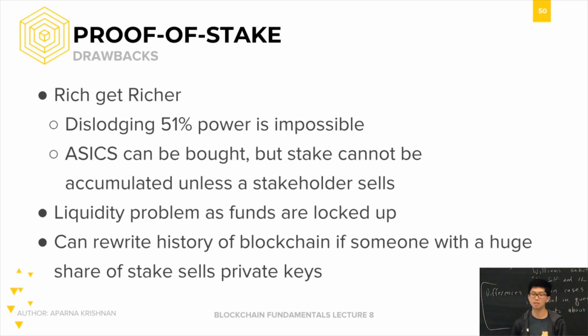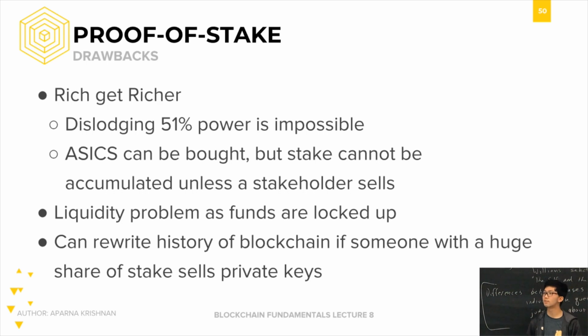Dislodging 51% is pretty much impossible in this case because in proof of work, if you want to dislodge a 51% attack, you just have to create more ASICs and distribute them to the honest majority. But in a proof of stake system, if the person with the majority stake in the network doesn't want to sell their stake, there's really no way to dislodge that 51%.